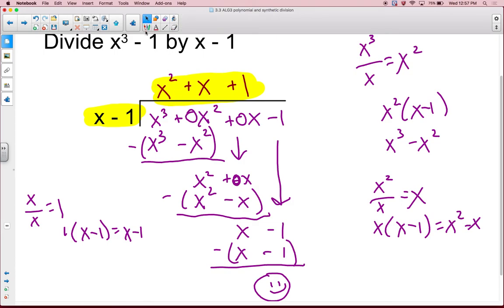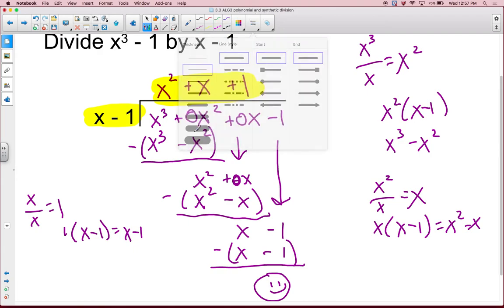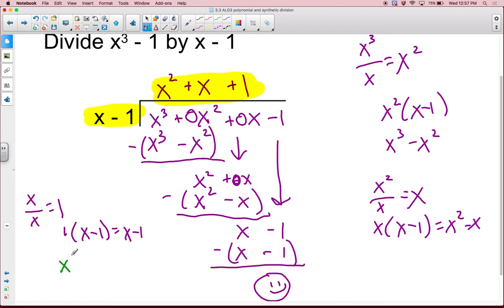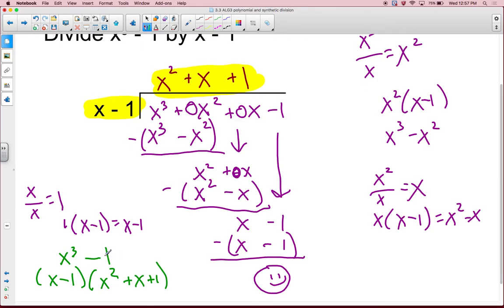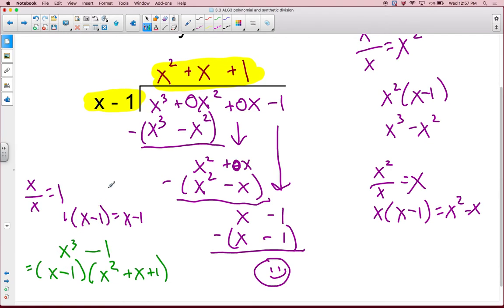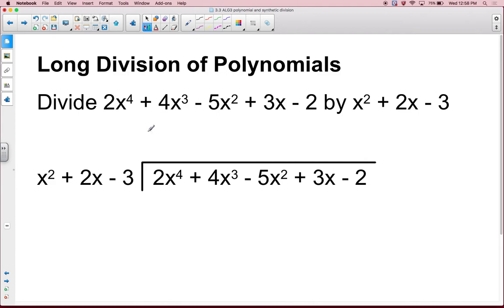So we can actually go ahead and write this in factored form. If I write my x cubed minus 1, this is factored to be x minus 1 times x squared plus x plus 1, which, if you remembered the difference of cubes, you would have gotten as well. Okay? All right, moving on here. We're going to do another long division, but now instead of a binomial, we have a trinomial here. We do it the same way though.